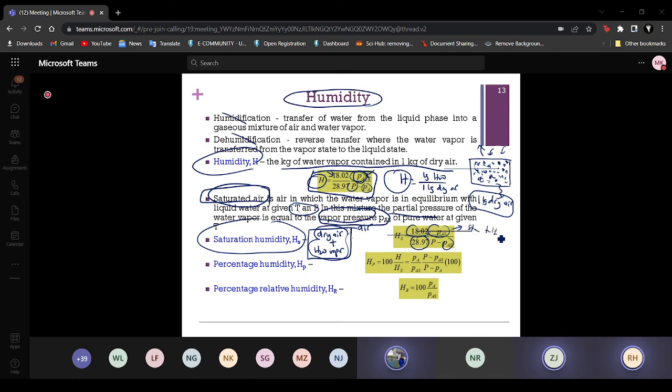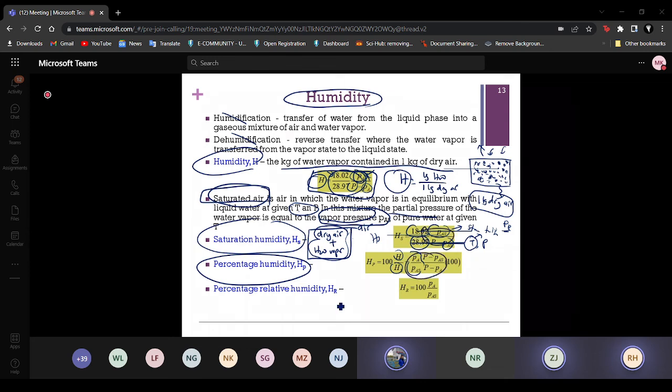How do you know the value? You look at the condition of the air given, what the temperature is. From that temperature, you go to the steam table, and it will give you a pressure. That is the vapor pressure. Alright? Then you can calculate HS. Okay? And then you can calculate percentage humidity. Percentage humidity is H divided by HS, meaning H, the non-saturated, divided by the saturated. So you get HP. Right? And this is the equation; the equations here and here you just play around with.